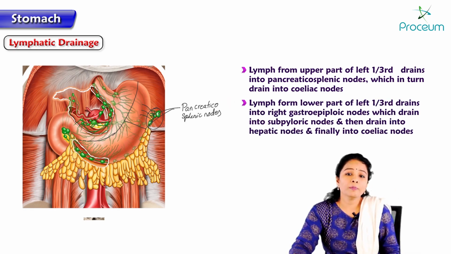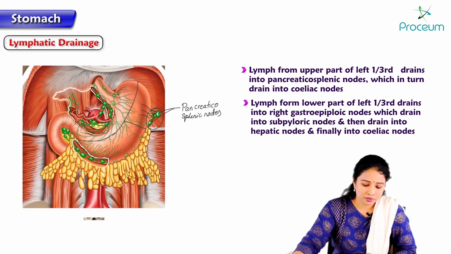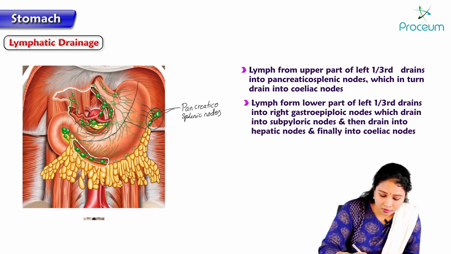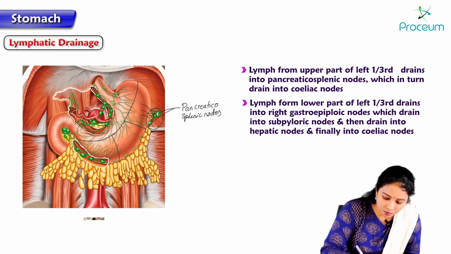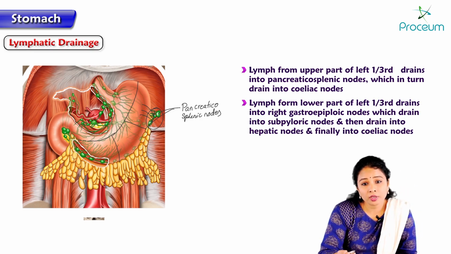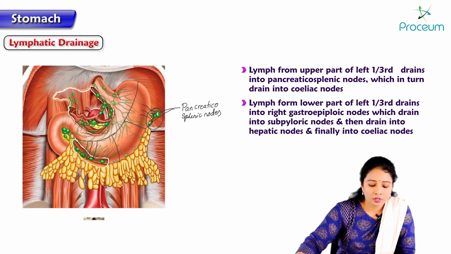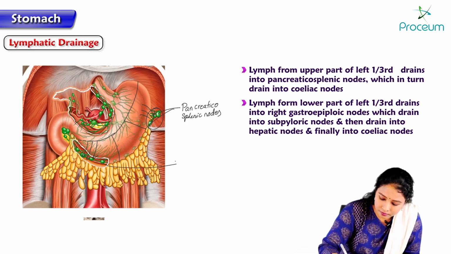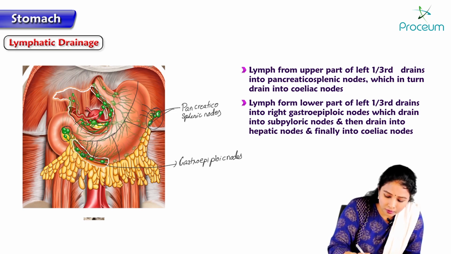The lymph from the lower part of the left 1/3 drains into right gastroepiploic nodes. So the lower 1/3, left lower 1/3 means here. So here they drain into gastroepiploic nodes. So these are the gastroepiploic nodes, and this further drains into subpyloric nodes. And here are the subpyloric group.